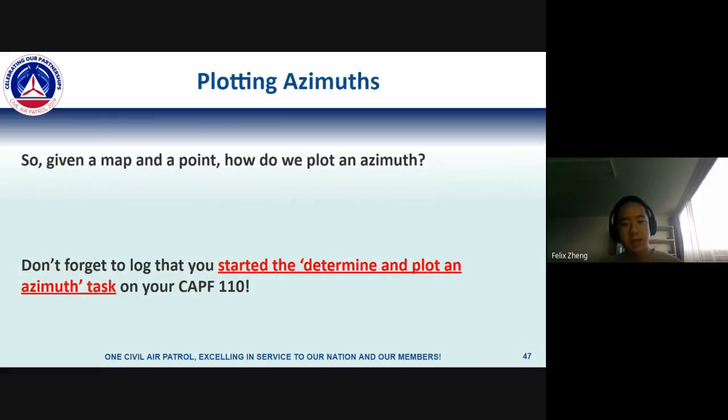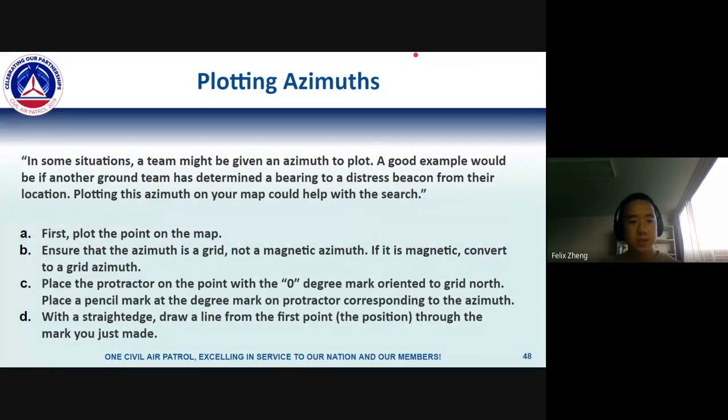Okay. Awesome. So how do we plot azimuths? It's actually not too hard. The ground team task guide says in some situations, a team might be given an azimuth to plot. A good example would be if another ground team has determined the bearing to a distress beacon from their location. Plotting this azimuth on your map could help with the search. And you'll be plotting azimuths when you're doing triangulation of ELTs. That is a task that we're not covering, but all of these integrate together very well.